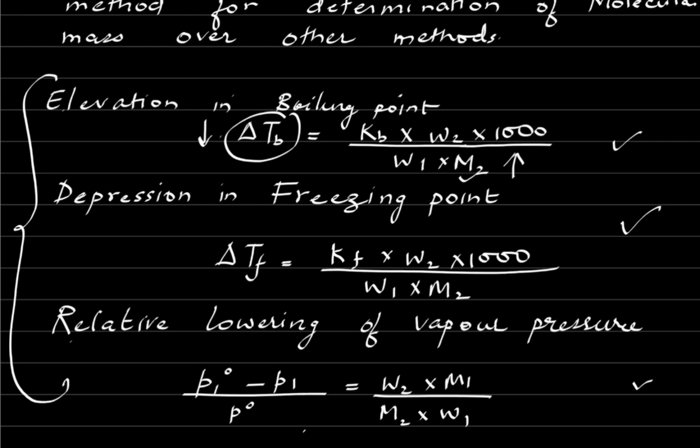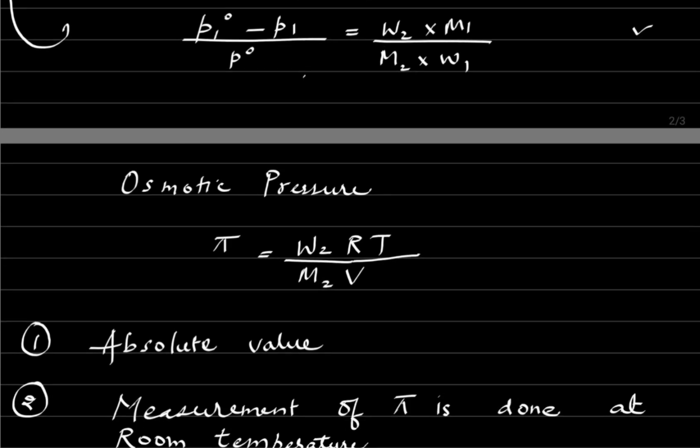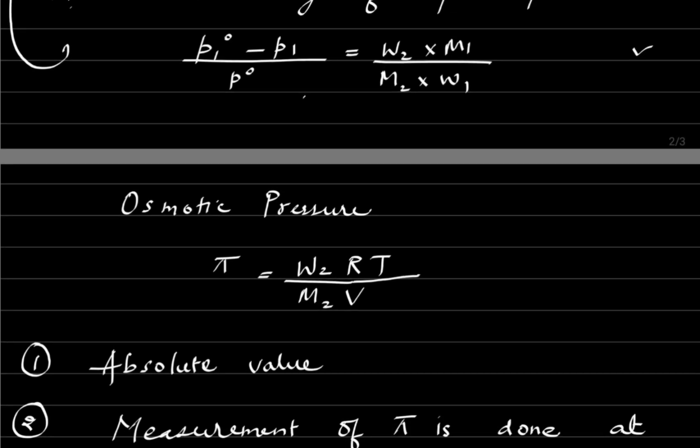Now, in case of these three properties, that is a problem, because here what we measure is a difference. Difference in boiling point, difference in freezing point, difference in vapor pressure, which is already a small value. And when molecular mass of solute is high, this becomes an even smaller value, which would be difficult to find out. But that's not the case with osmotic pressure, because in case of osmotic pressure, what we measure is an absolute value. So even if your solute is a macromolecule, the value of osmotic pressure would still be considerable and you would still be able to find it out.